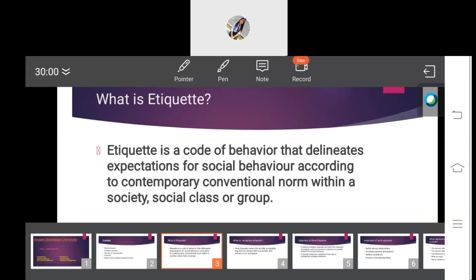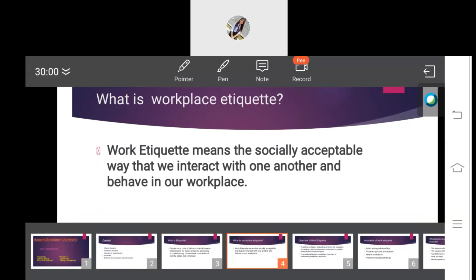Now coming to work etiquette. Work etiquette means the social expectations and the way that we interact with one another and behave in our workplace. In simple words, workplace etiquette is a standard that controls social behavior expectations in the workplace. Basically, it is about how you conduct yourself around co-workers, potential business partners, and customers.